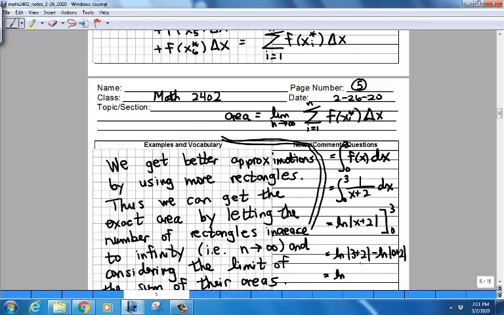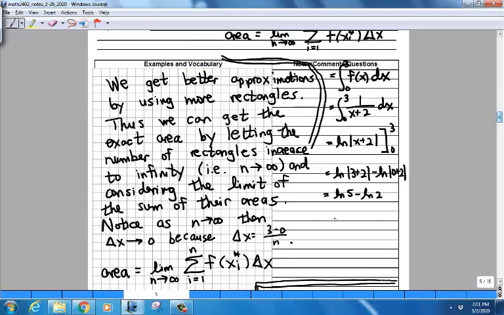So that's the natural log of 5. I don't need the absolute value bars because that's already a positive number. Minus the natural log of 2. And you can rewrite that as the natural log of 5 halves. Remember, when you take the difference of natural logs, you can write that as the natural log of a quotient. So there is our area exactly. It's the natural log of 5 halves.